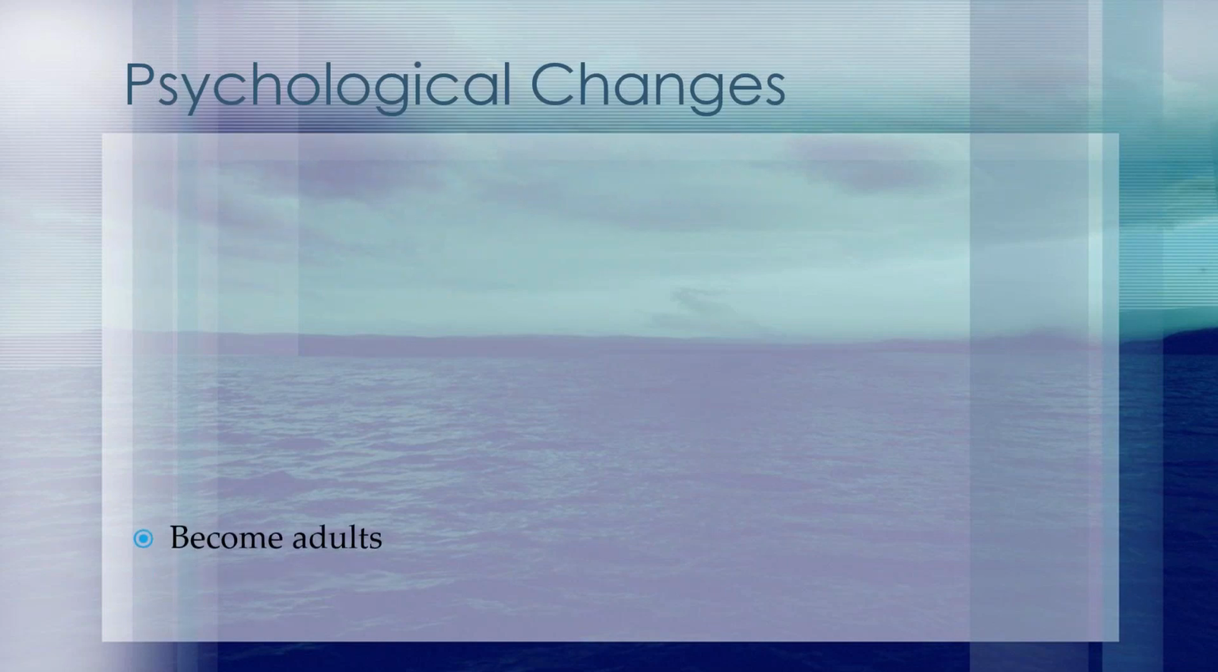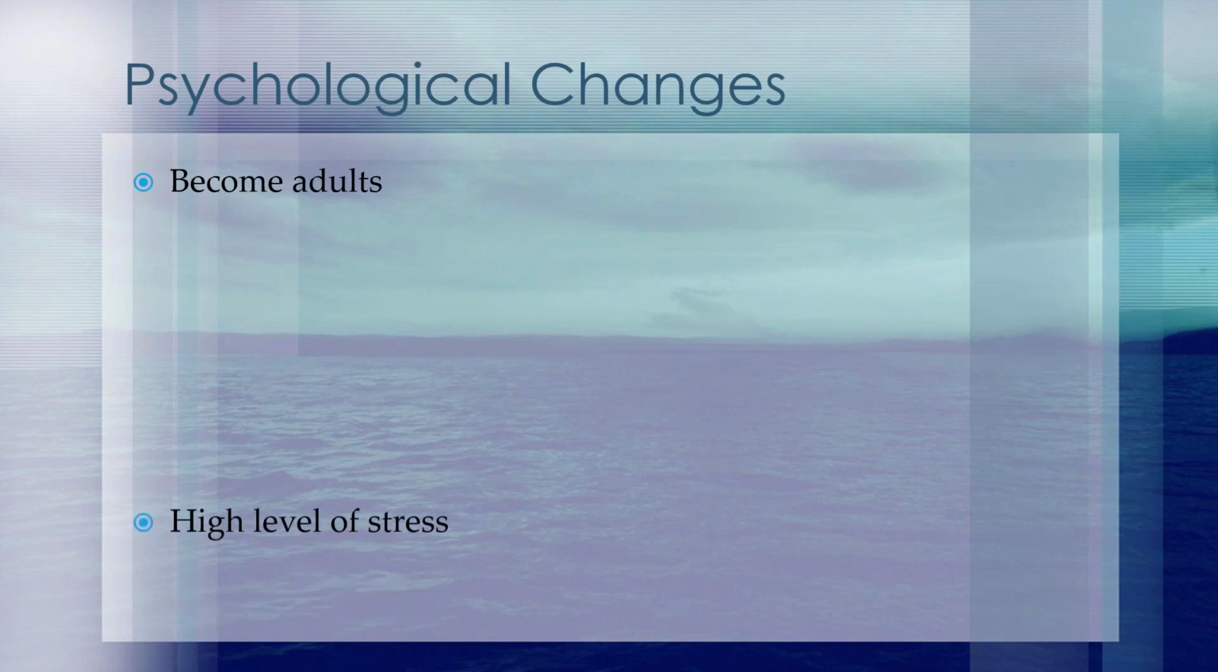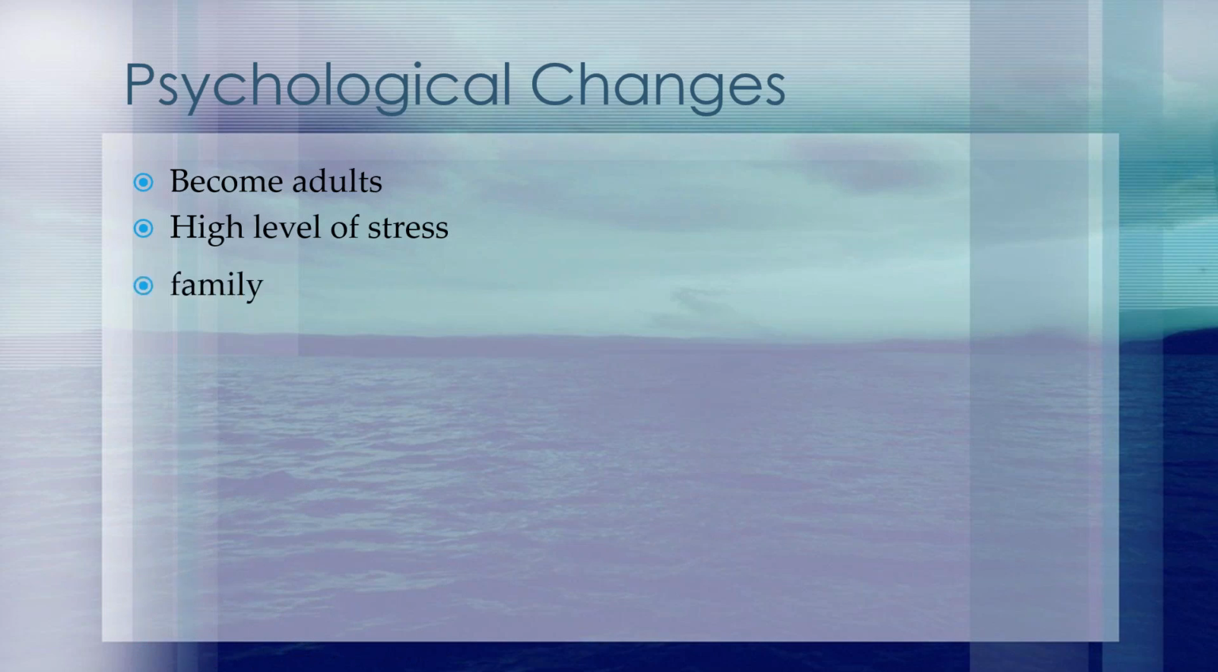Now with psychological changes, they're becoming adults, they're starting families, they're buying houses. This is one of the highest levels of stress because they're getting out of that college atmosphere and into actual adulthood, where they are purchasing a house and paying all of their bills. Family is going to begin to get developed.